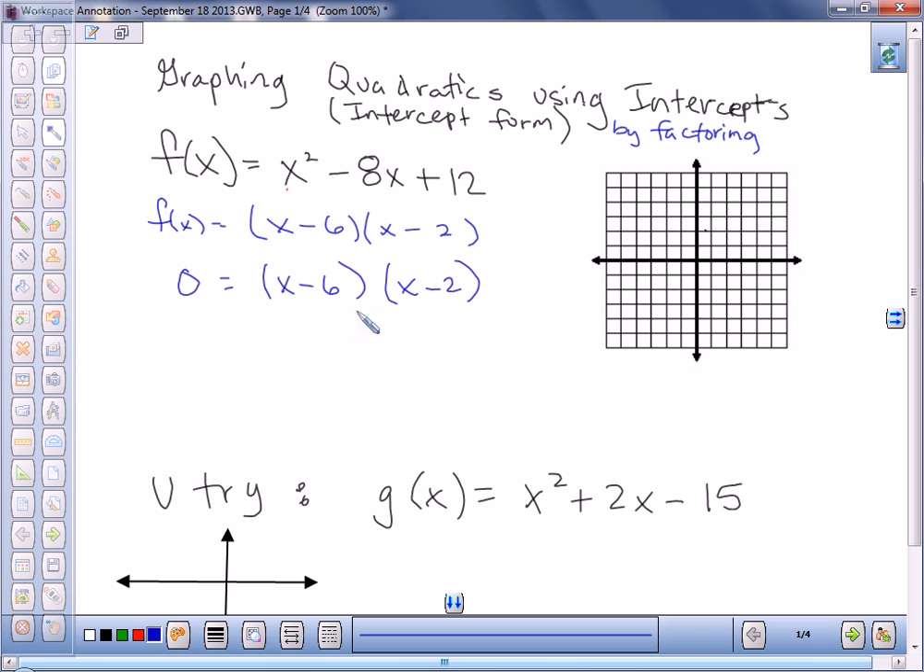Okay, do you see this as a product? I have two factors here that are being multiplied. And what's the only way that a product can equal 0? If one of the factors is 0. So what would x have to be right here to make this factor equal to 0? 6. What would x have to be here to make this factor equal 0? 2. So what are my x-intercepts? 6 and 2.